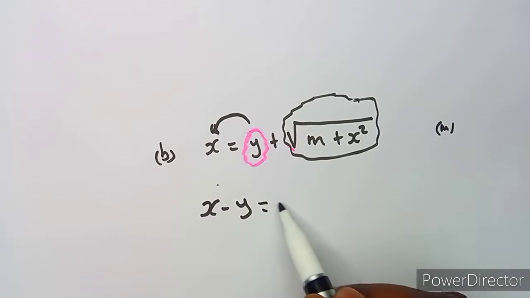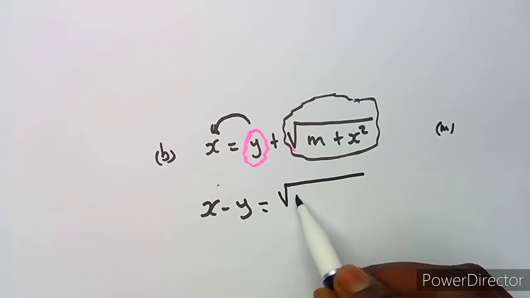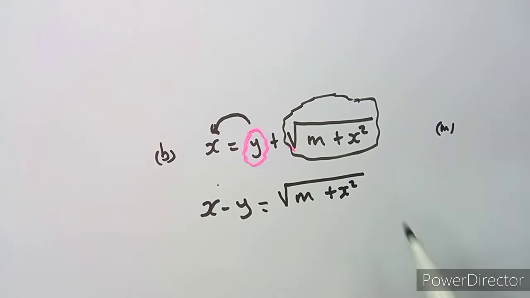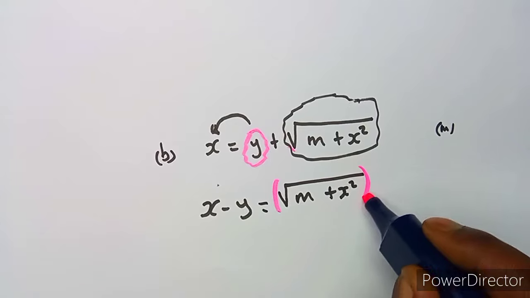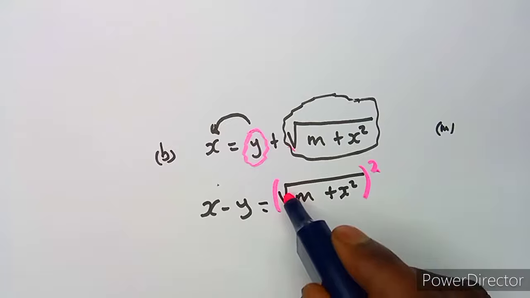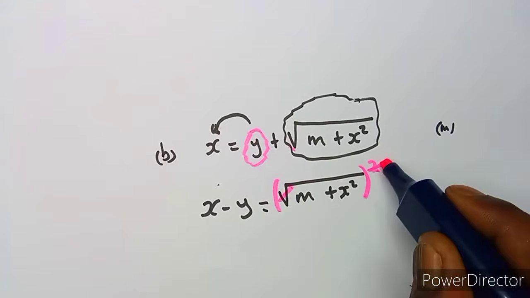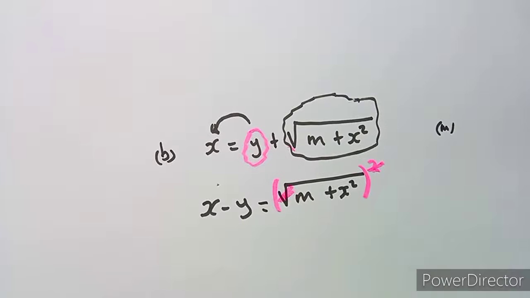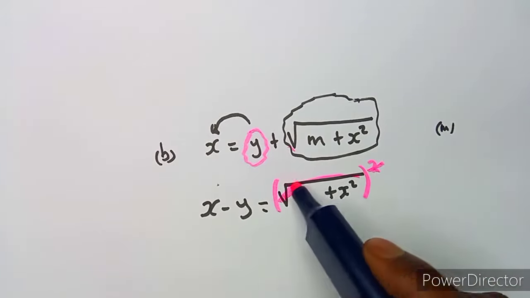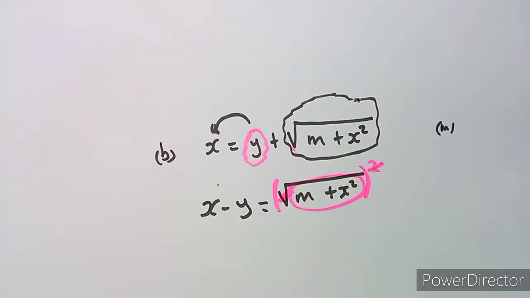This is a plus, so it's going to be just the square root of m plus x squared. Okay, now we are back to this m which is containing the square root now. So how am I going to remove the square root? Whenever there's a square root, the moment you square this, you're actually removing it, which means you're left with what is inside the square root.